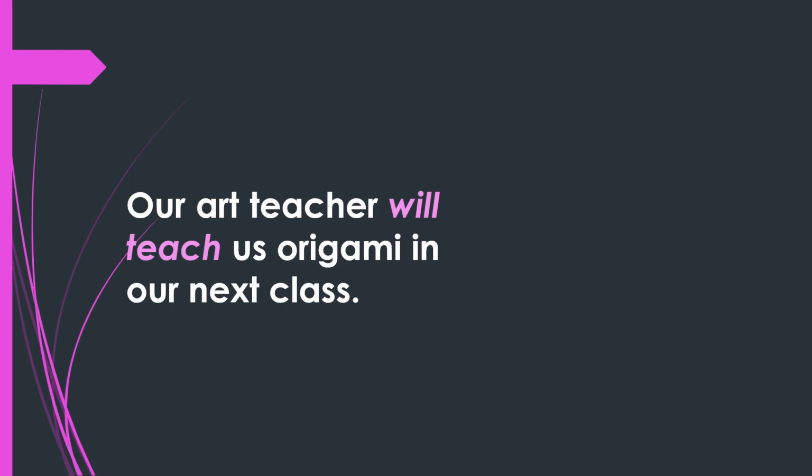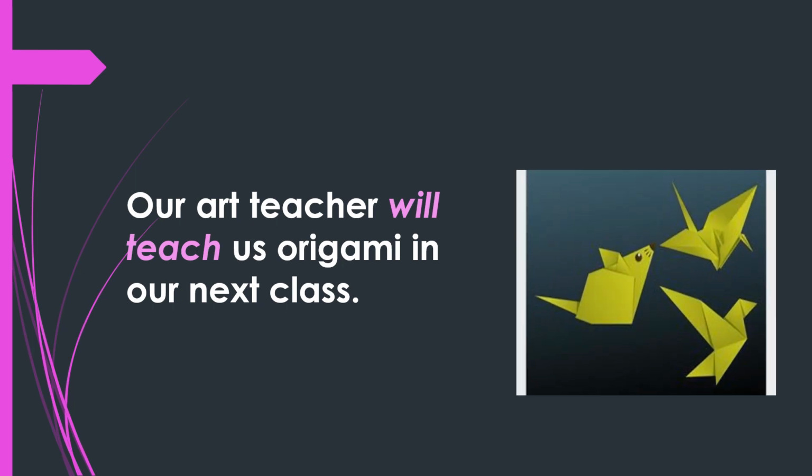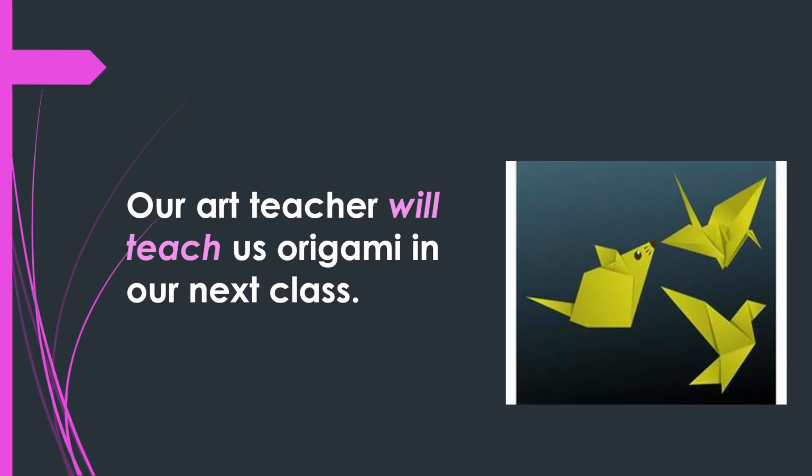The next one is, our art teacher will teach us origami in our next class. Here again we are talking about an event which is going to happen in future, that is next class. And here teach is the main verb, so we add will before teach and make the sentence in the future tense. So the sentence becomes, our art teacher will teach us origami in our next class.